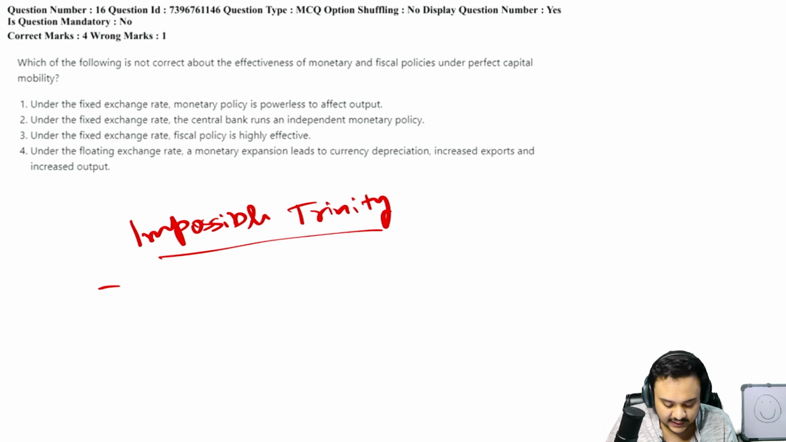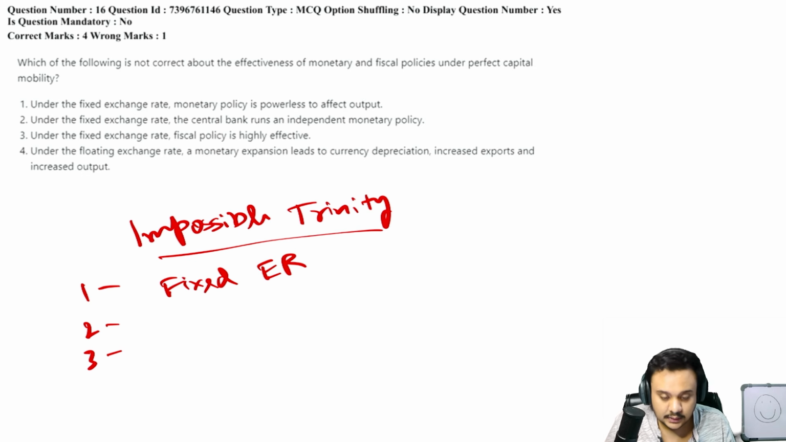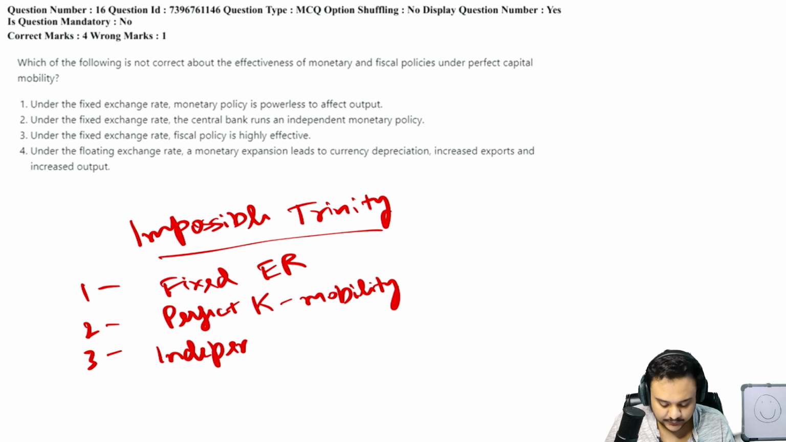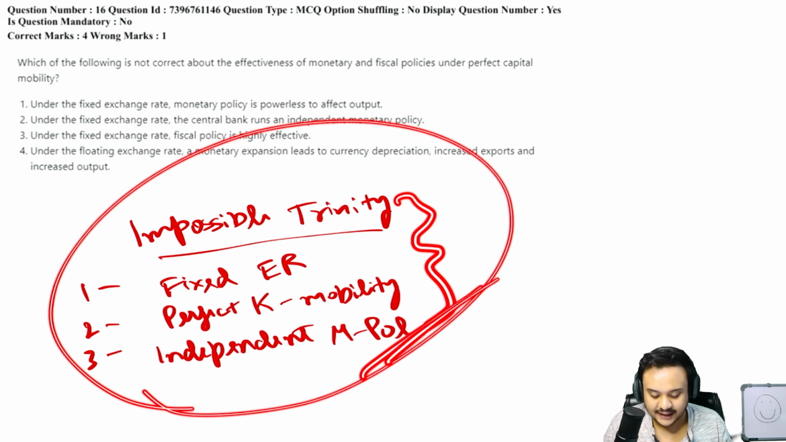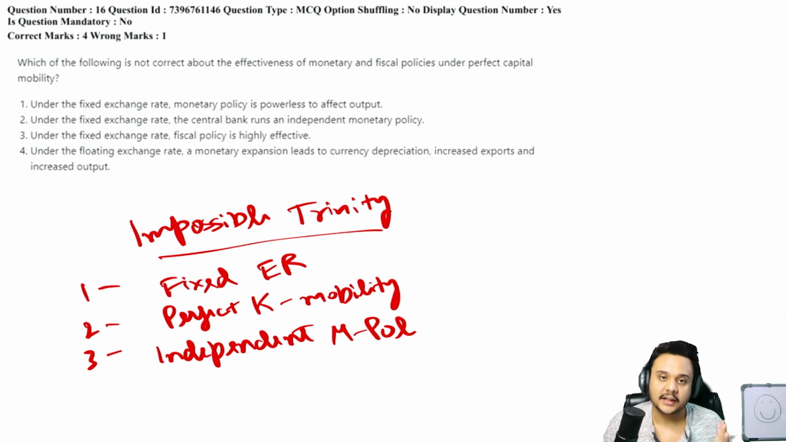And what does it say? It says that three things. The first, second, and third. First one is fixed exchange rate. Then you have perfect capital mobility. And the third one is independent monetary policy. You cannot have all three in one economy. You can at most have any two of these.